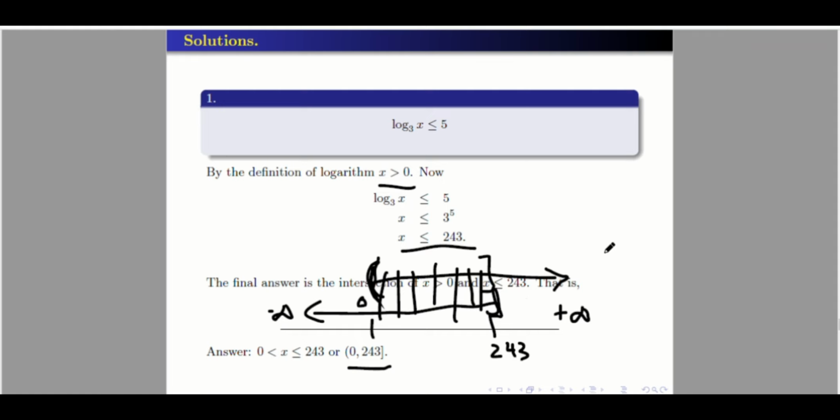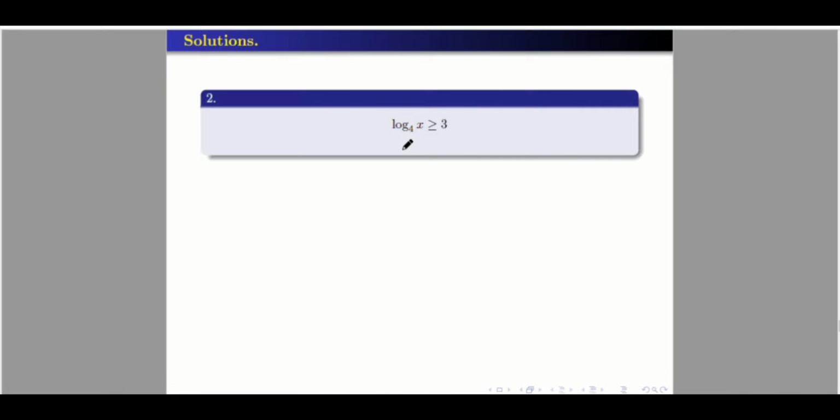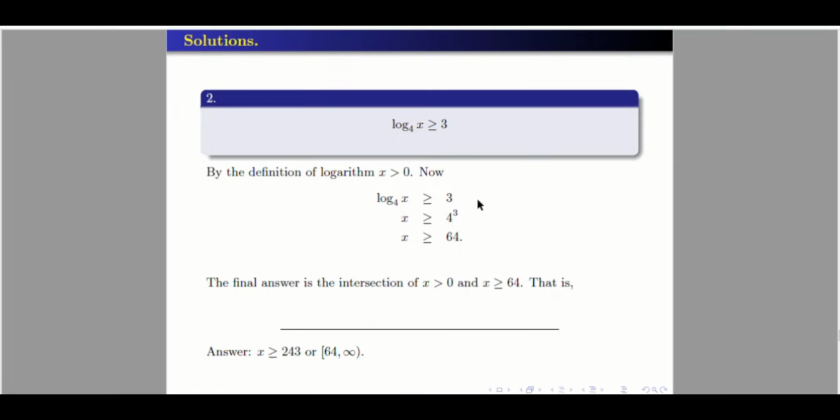Okay, number 2. Again, we have this. Let's check for what values of x this is defined. By the definition of logarithm, x must be positive. Now the same as number 1, from here, x is greater than or equal to 4 raised to 3 by the property. So 4 cubed is 64. Again, we'll find the intersection of these two.